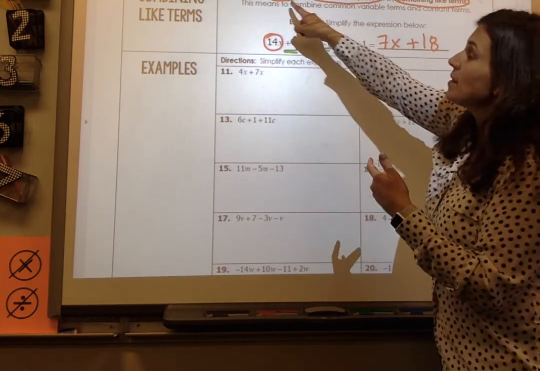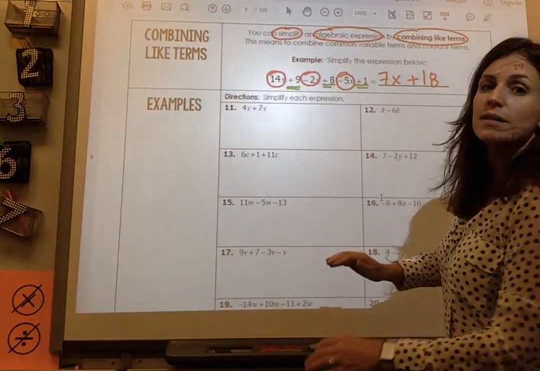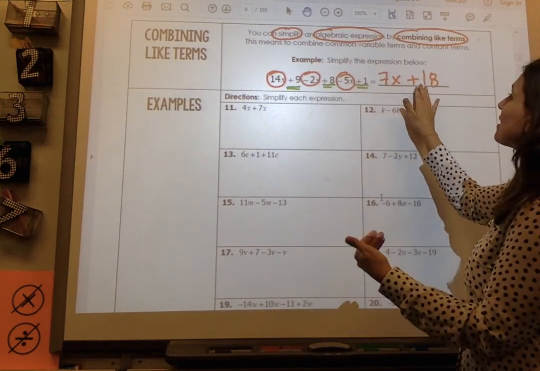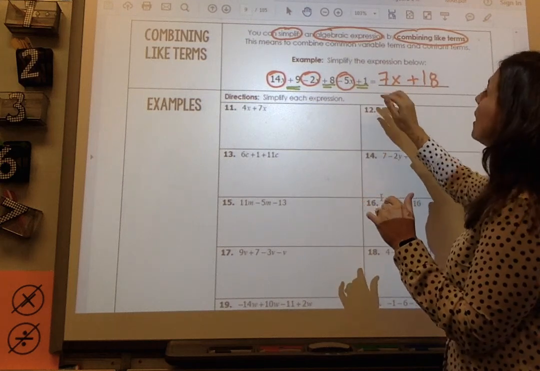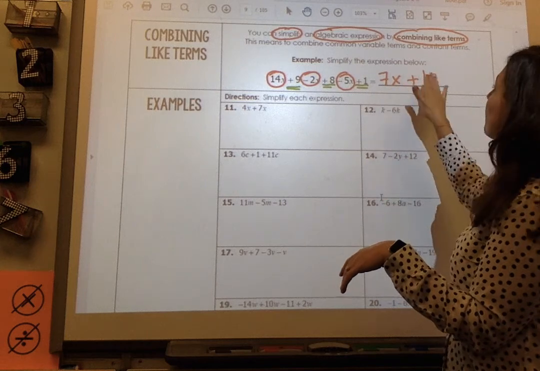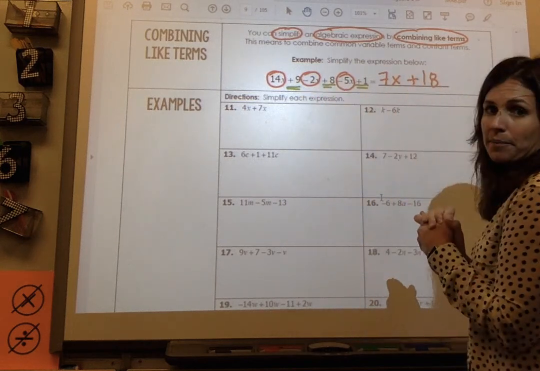So this is simplifying. Notice the language here. Let me pan that up. This is simplifying because I can't make it any simpler. I can't say 7x plus 18 is 25x. That's not true. It stops here. It's an algebraic expression. There's no equal sign, and they have two separate terms. And I've combined my like terms to give me that, okay?